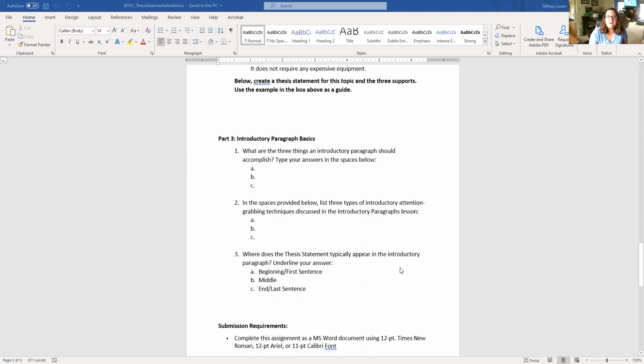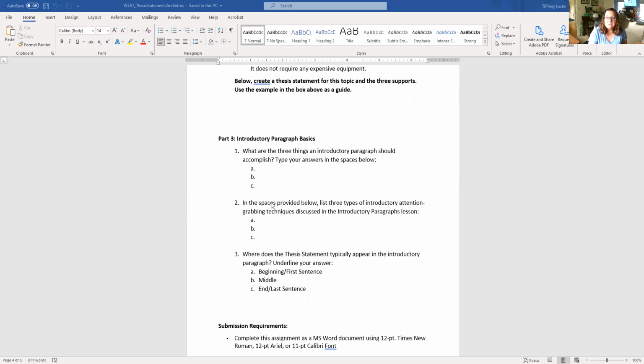Part 3 is about introductory paragraphs. This is especially where you will need to refer back to the lesson in week 7 on writing introductions, because these questions come specifically from that handout and the PowerPoint in that lesson. So question 1 says, what are the 3 things an introductory paragraph should accomplish? What are the 3 things an introductory paragraph is supposed to do? Type your answers in the spaces below, A, B, and C.